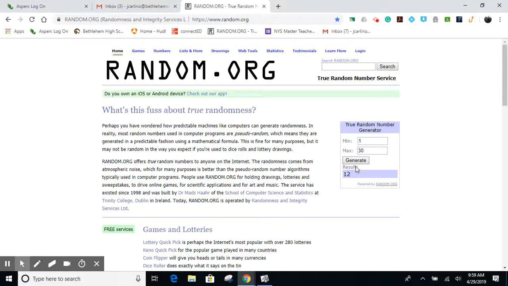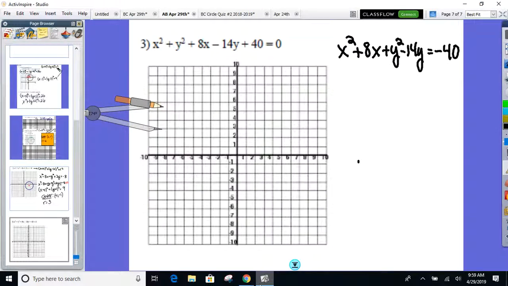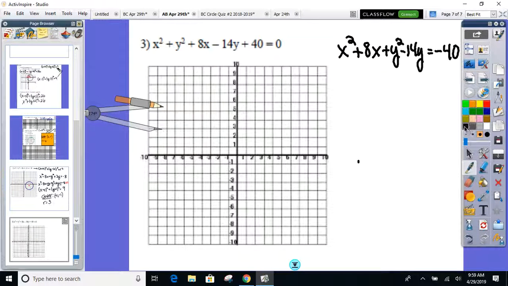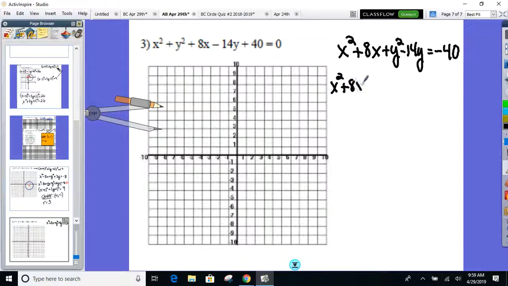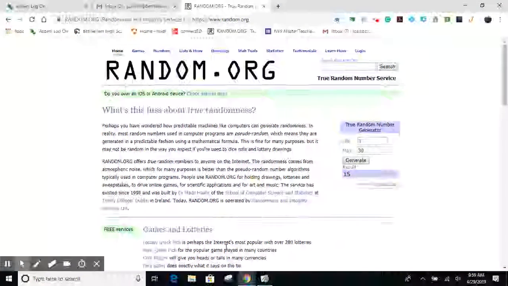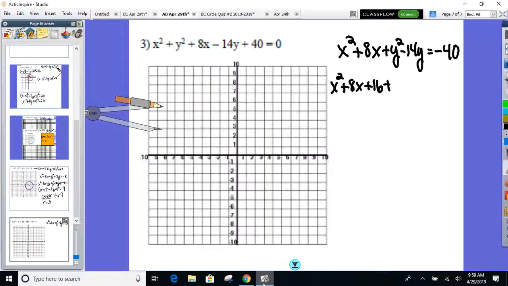Okay, so I need somebody first. Help me complete the square on the x's. What's your b value? 8. Ready? Here we go. Divide by 2 and square it. What number do I get out? Beautiful. X squared plus 8x plus 16 plus, now somebody help me with the y's now. What's your b value with the y's? Negative 14. So go in your head right now. Half that value squared. 49.